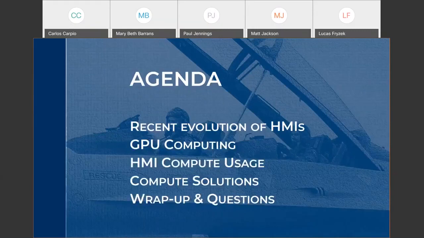So the agenda that we have today is we're going to talk to you a bit more about the recent evolution of HMIs and why this is changing. We're going to talk to you about what GPU compute actually is, how it can be used, and look at solutions that these companies, Presagis and Core AVI, can provide to you. And then we'll wrap up those things and take some questions if you have them.